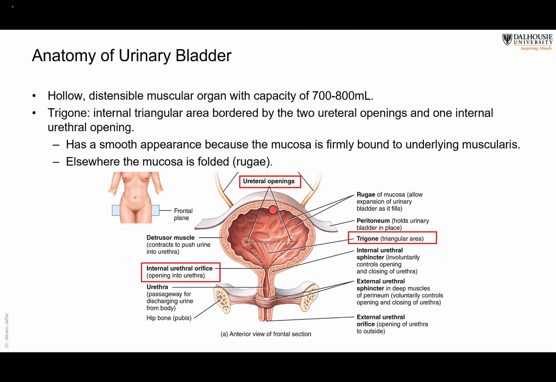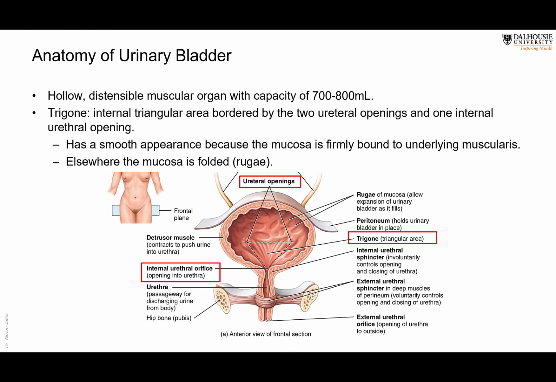And then there is a region here which is called the trigone of the bladder. Trigone because it has three angles. The two angles here at the base of the trigone receive the openings of the ureters, and the angle here at the apex of the triangle is the beginning of the urethra. We call it the internal urethral meatus. Okay, and that's why it's called the trigone.